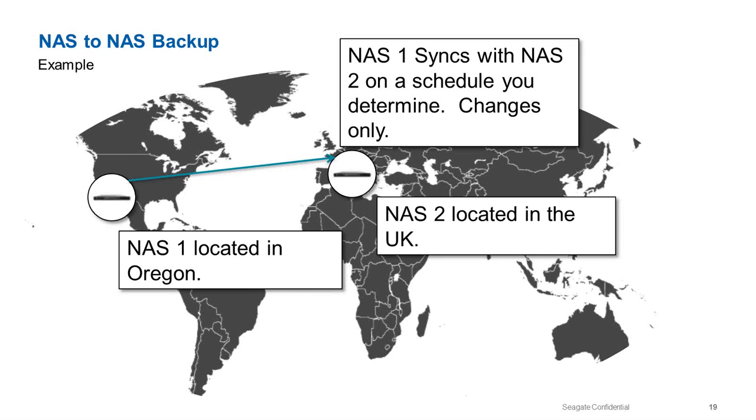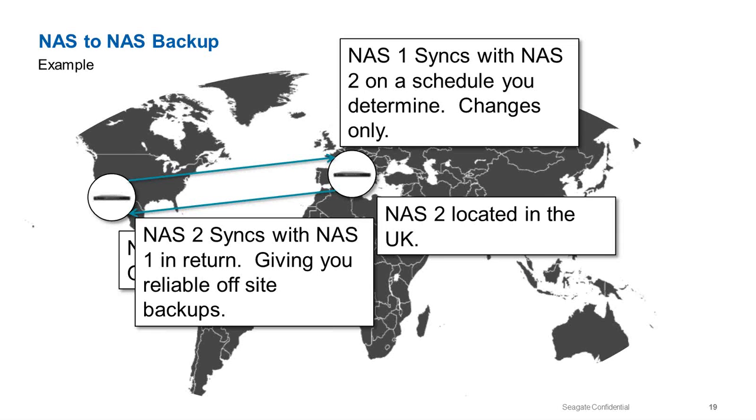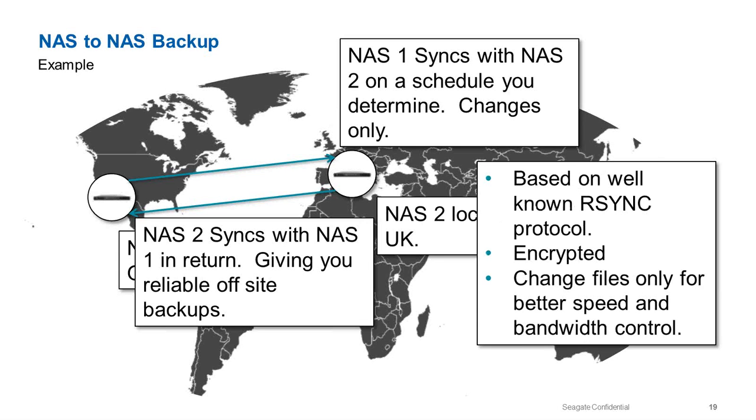So NAS 1 will be able to sync with NAS 2 on a schedule that you determine. So for example, have all the video game assets or the archived and finished TV projects back up to the boss in the UK's NAS during the middle of the night, so the bandwidth doesn't hurt anybody who's working in the office. NAS 2 syncs with NAS 1 in return, giving a reliable off-site backup that way.